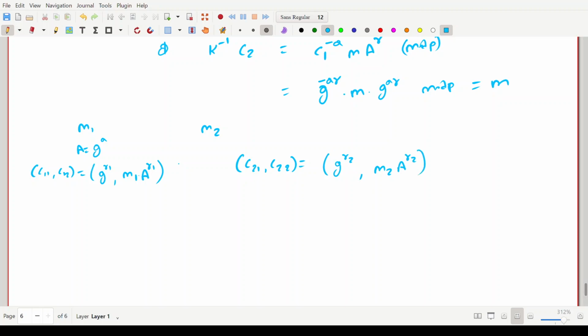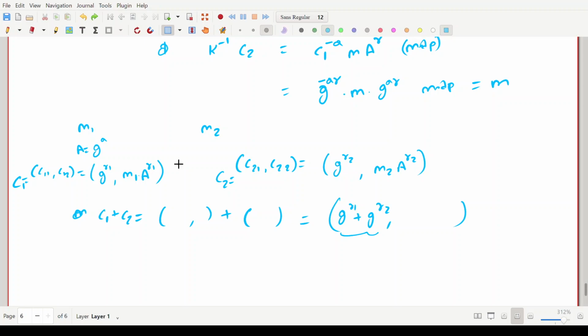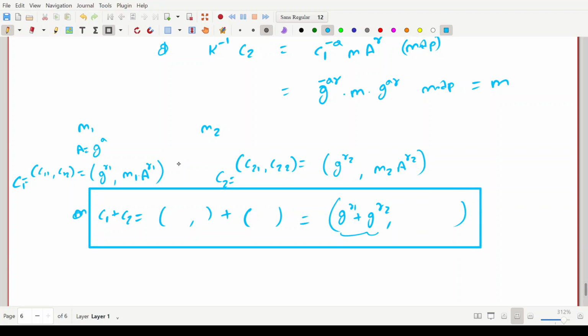Now let us see what happens with addition. If I add these two ciphertexts, C1 plus C2, it will be coordinate-wise addition. If you observe, the first term will be g raised to r1 plus g raised to r2. So it clearly tells that it is of no use, because this cannot be written as g raised to some r. So it is of no use to us. Is it clear? So I'll put a cross here because addition is not satisfied in our case.